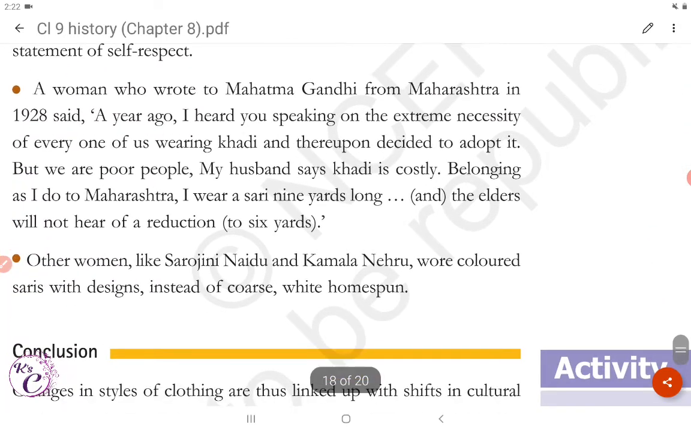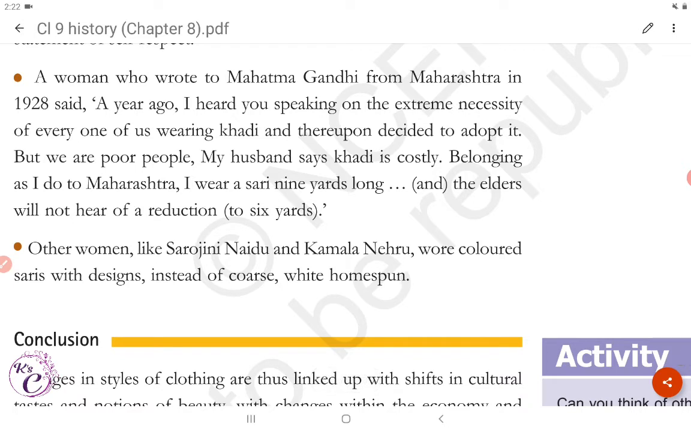A woman who wrote to Mahatma Gandhi from Maharashtra in 1928 said, "A year ago, I heard you speaking on the extreme necessity of every one of us wearing khadi and thereupon decided to adopt it. But we are poor people. My husband says khadi is costly. Belonging as I do to Maharashtra, I wear a sari 9 yards long, and the elders will not hear of a reduction to 6 yards." Other women like Sarojini Naidu and Kamala Nehru wore colored saris with designs instead of coarse white homespun.